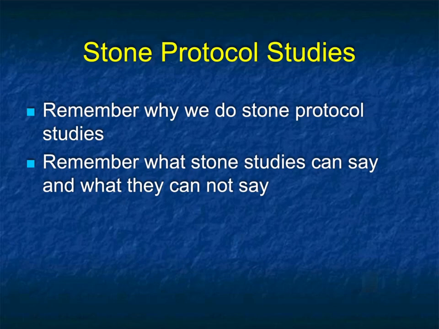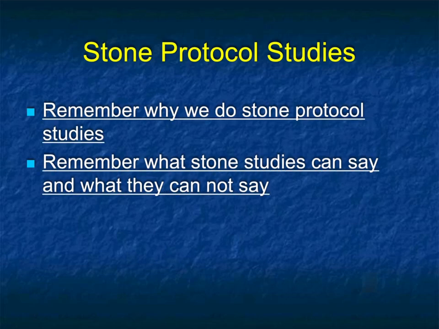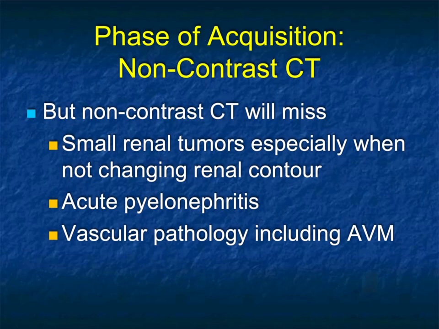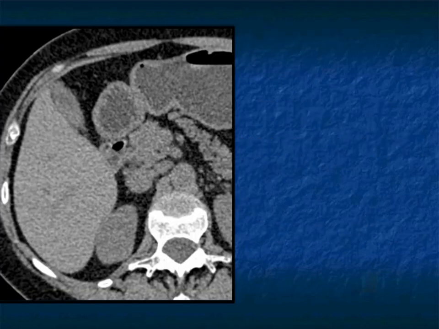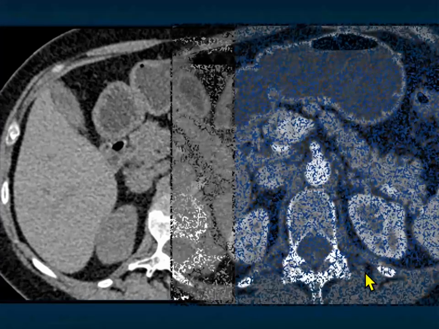Remember what stone studies can say and what they cannot say. Very, very important. Non-contrast scans will miss small renal tumors, a tumor that doesn't change the contour, for example. It'll miss pyelonephritis in many cases, and miss most vascular pathology, including AVMs. This was a patient from the ER, stone protocol, hematuria, negative. The patient wanted to be discharged.